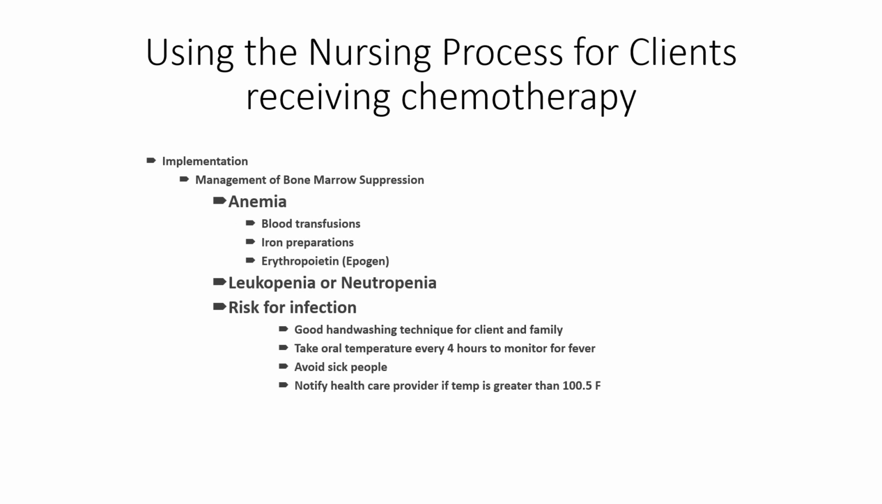Management of bone marrow suppression. As I said, this is one of the dose-limiting side effects of the chemotherapy medications. They will present with anemia, which, remember, anemia is not a disease. It is a symptom of another problem. So if the patients are anemic, the red blood cells are low, the hemoglobin and hematocrit are low, they may need a blood transfusion. They may get some iron preparation.